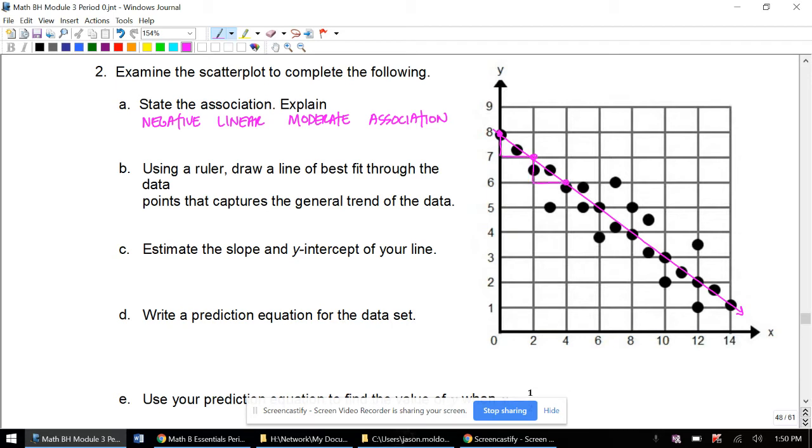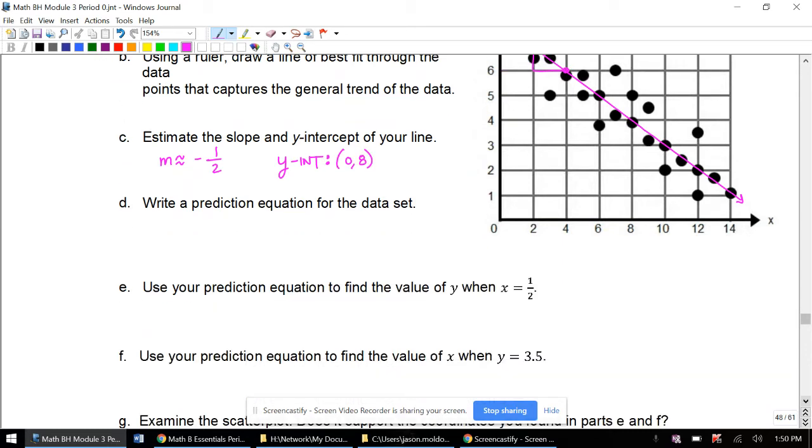It looks like it's actually a slope that kind of looks like -1, but the scale is also off. So we will state that the slope is about, it's down 1 and actually right 2. And the y-intercept is at (0, 8), which means that our prediction equation is y is approximately equal to -1/2 x plus 8.